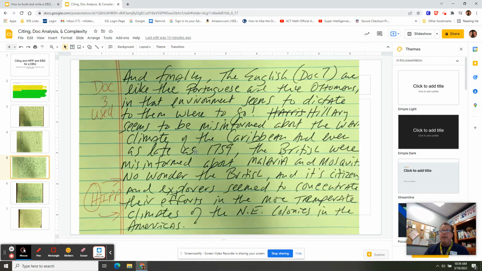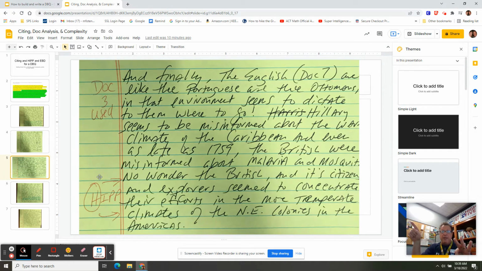Climate of the Caribbean, and even as late as 1759, the British were misinformed about malaria and mosquitoes. No wonder the British and its citizens and explorers seem to concentrate their efforts in a more temperate climate of the New England colonies in the Americas. There's the HIP to document 3. Now I have completely and successfully talked about 3 documents and used them.